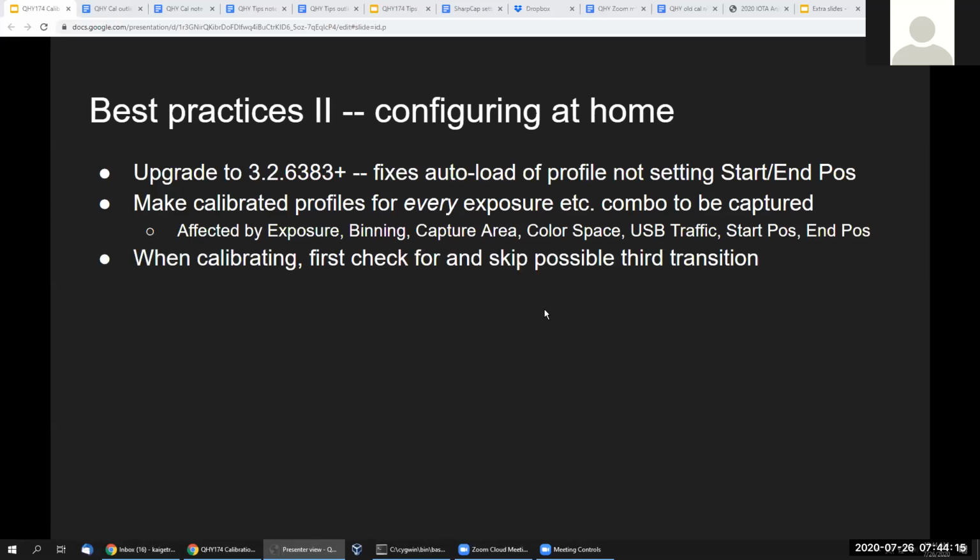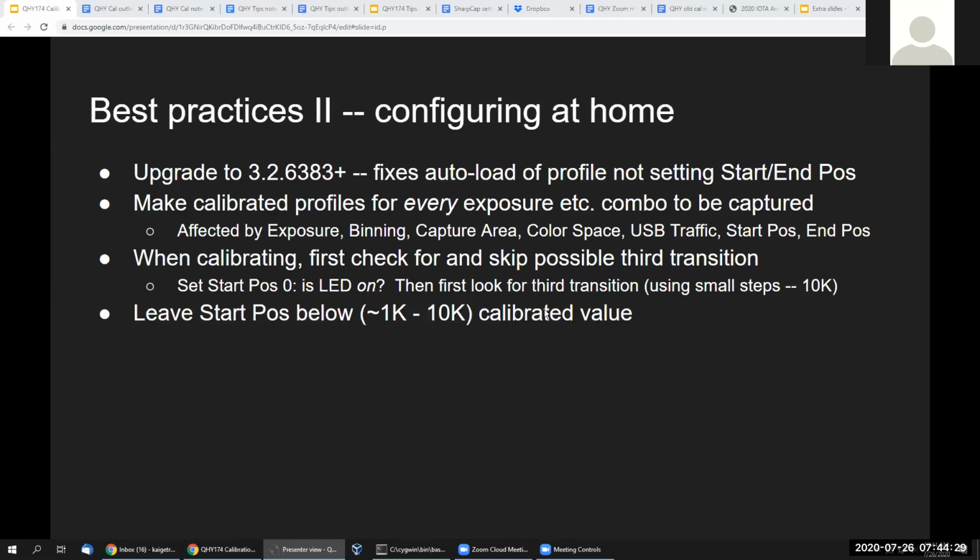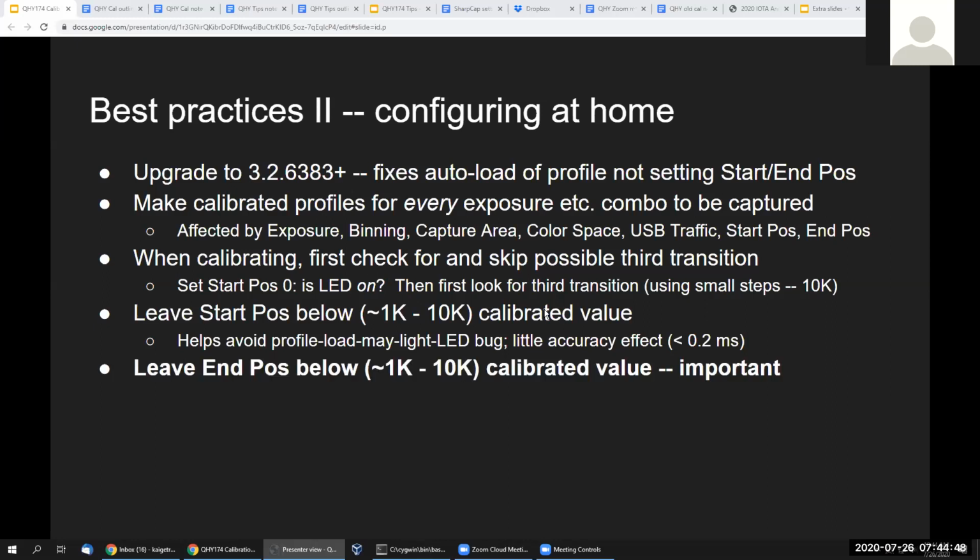When you are calibrating, look for that third transition issue. Again, the way to find that is setting start pause to 0. If the LED is on, you have to look for it with small steps before you find your true start of exposure. Leave the start pause below the calibrated value. When you get it just barely off, what the docs say, throw it another 10K off. Again, it doesn't affect accuracy, less than 0.2 milliseconds, but it may avoid the light LED bug.